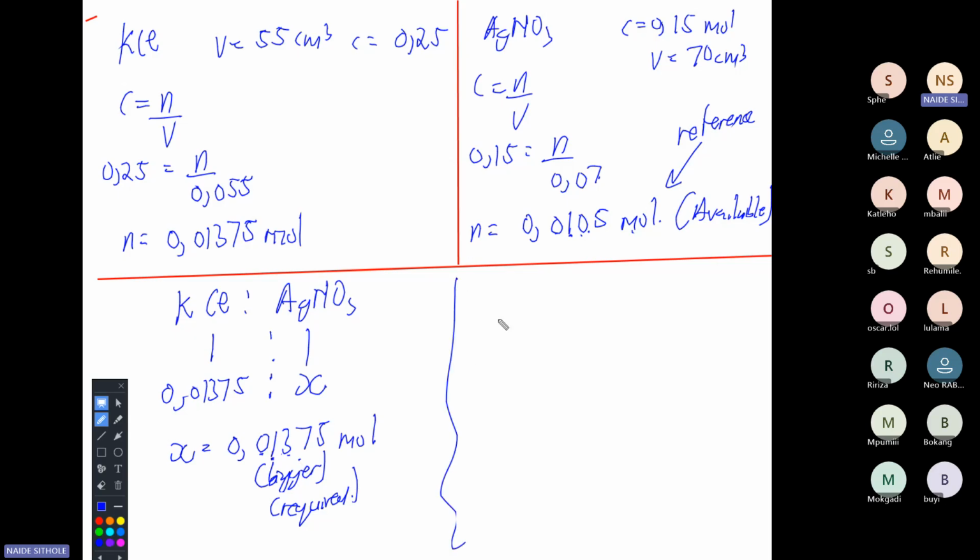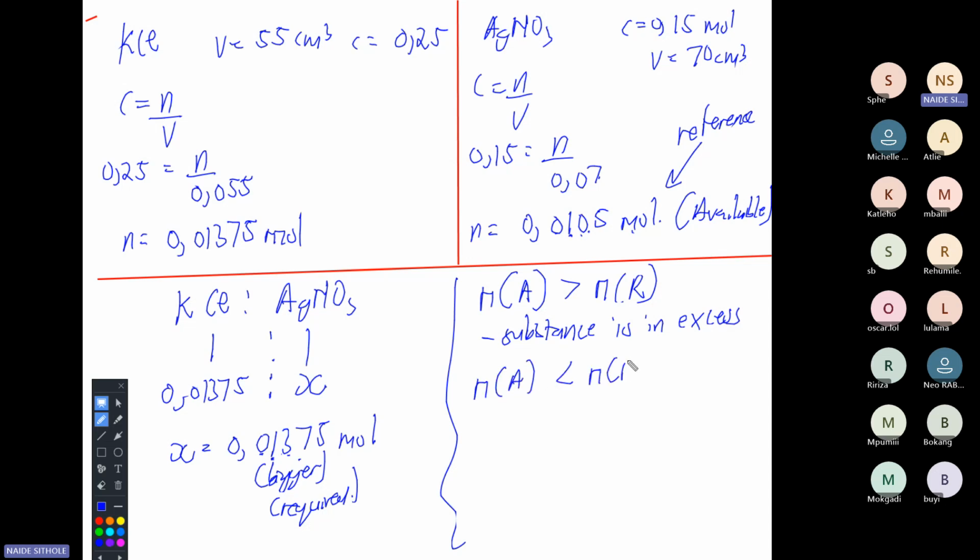So our conclusion is, if the number of moles available is greater than the number of moles required, then the substance is in excess. But if the number of moles available is actually lower than the number of moles required, then the substance is the limiting reagent. Once you are able to grasp these conclusions, you compare the number of moles with the one under which you put the X.